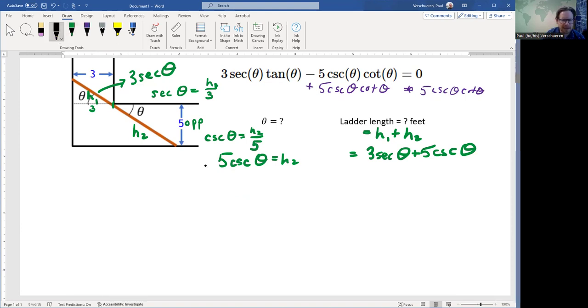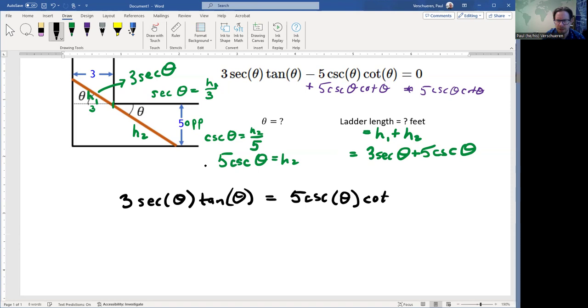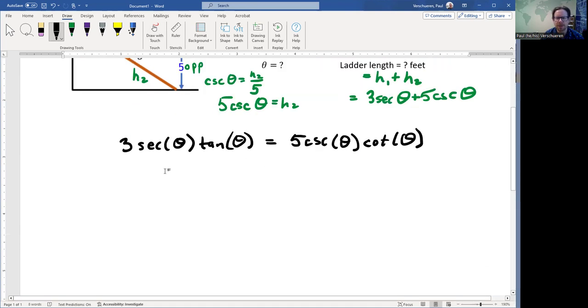So I'm going to write this as 3 secant of theta times the tangent of theta equals 5 cosecant of theta times the cotangent of theta. It's positive because we added it to either side. Okay, so I'm going to pick it up here.